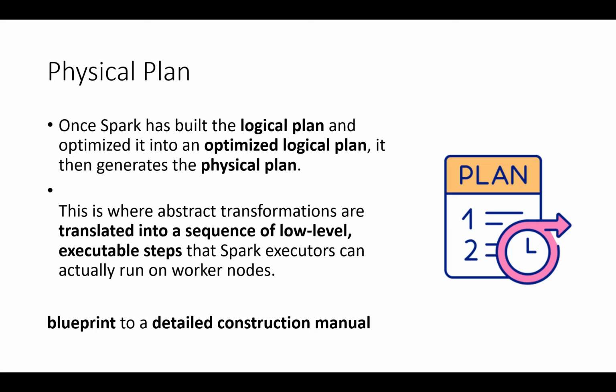This is where all your abstract transformations are going to get translated into a sequence of executable steps because your executors will need executable steps to do the actual execution. So now the blueprint is getting turned into a construction manual. I'm giving these examples so that you can relate to it better. The logical plan was the blueprint of the architecture. Now you're creating a detailed construction manual for the implementation.